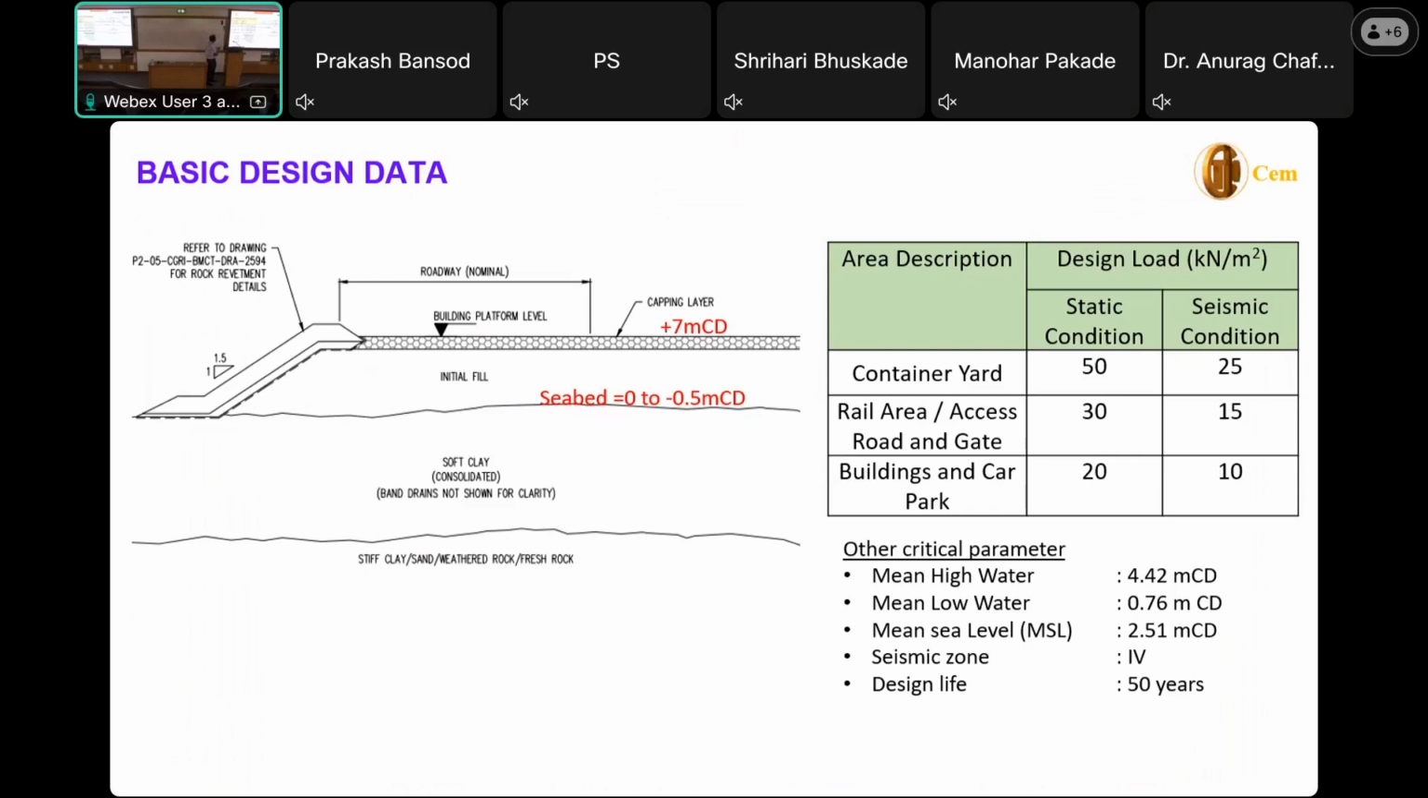What are the design parameters for the area improvement? The container yards are for 525 to 550 kPa, and the road and rail have 30 kPa. For the car parkings, there were 2 buildings. The buildings are on pile foundations. The parking area was open, with tubular loads. The ground improvement is to be done for the car parking, which is 20 kPa. For seismic condition, 50% of the service loads are considered. This is seismic zone 4, and the design life is 50 years for the entire reclamation.